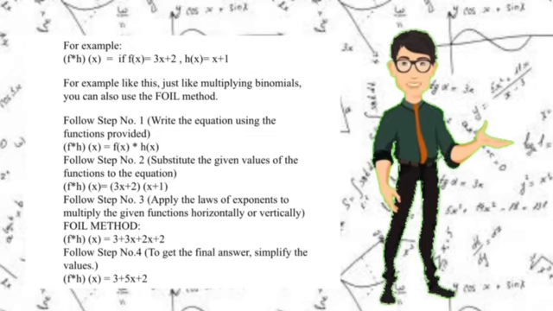Follow step number 3. Apply the laws of exponent to multiply the given functions horizontally or vertically. FOIL method. f times h(x) equals 3x^2 plus 3x plus 2x plus 2. Step number 4. To get the final answer, simplify the values. f times h(x) equals 3x^2 plus 5x plus 2.